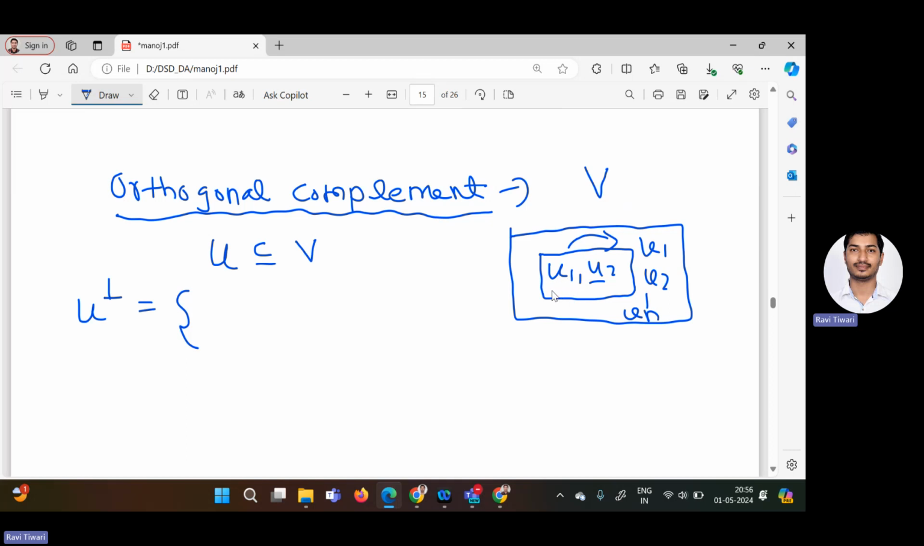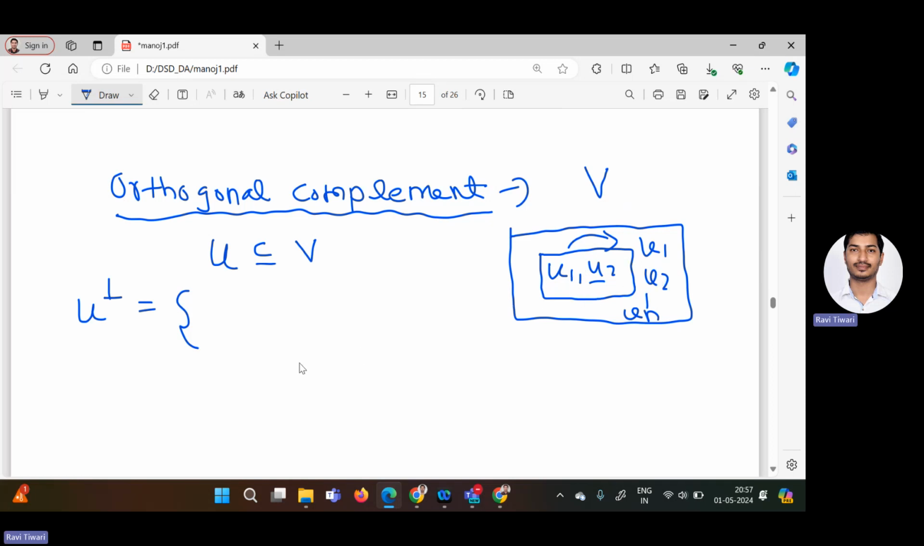So orthogonal complement means what? We have to collect all those elements of U which are orthogonal to all the vectors of V. Suppose U1·V1 is 0, U2·V2 is 0. Suppose U3, if you have a third vector in U which is not orthogonal, there is no need to choose that one. So for the orthogonal complement, we choose all the vectors of U which are orthogonal to V.